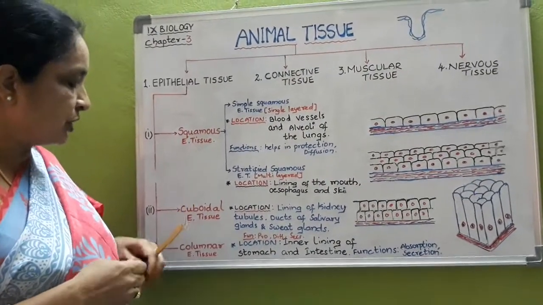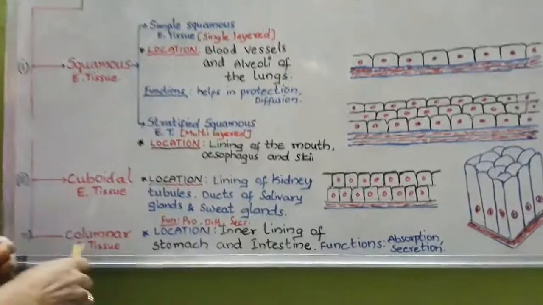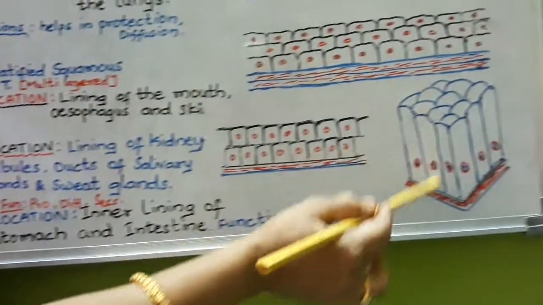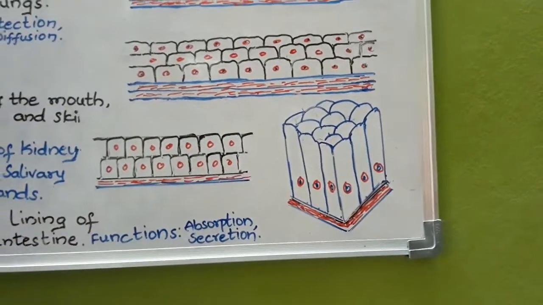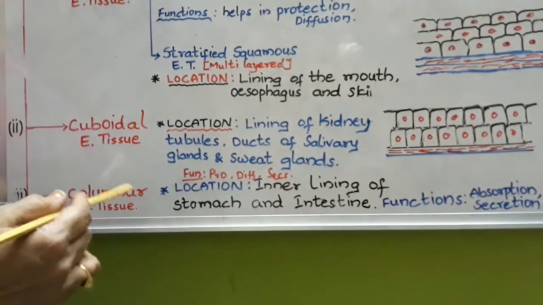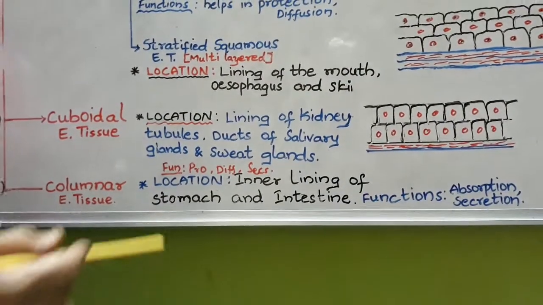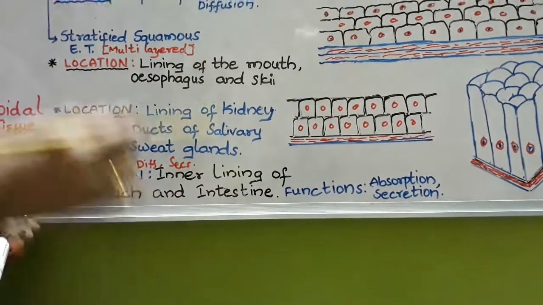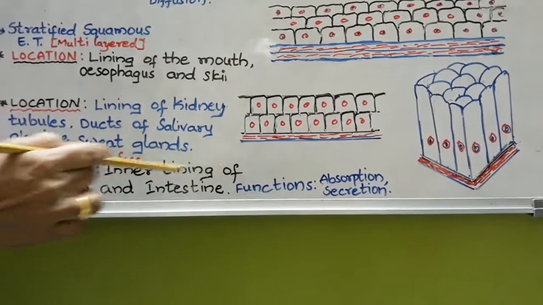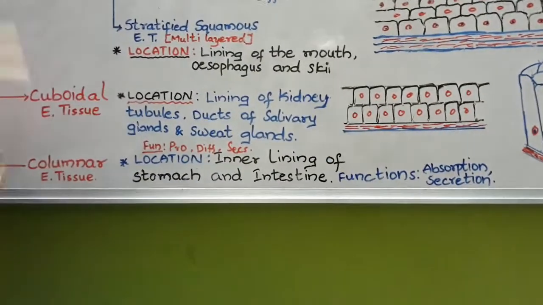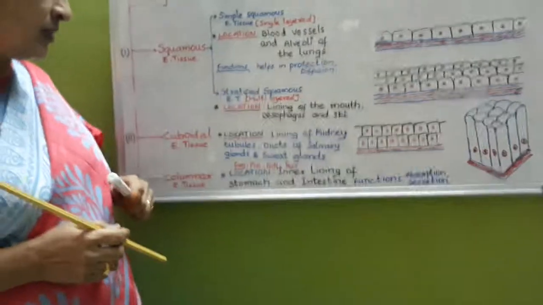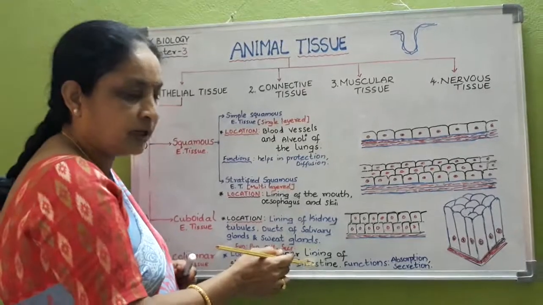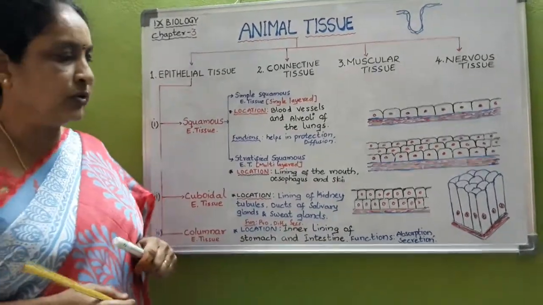And the last, fourth tissue is called columnar tissue. You know what a column is? Column means they are like cylinders or lines, so they are called columnar tissue. And where is this tissue located? It is located in the inner linings of the stomach and intestine. We know that the inner lining of the stomach secretes some acids, gases and also enzymes, and the intestine also secretes intestinal juice and digests the food.